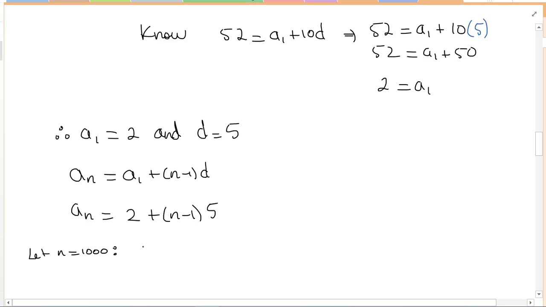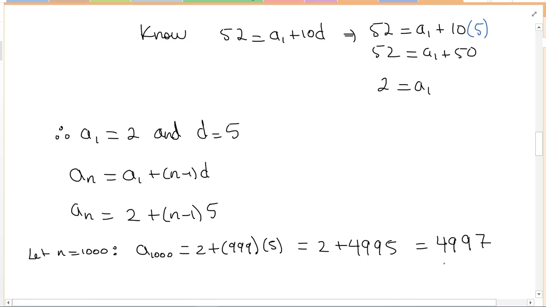So you're going to have A1000, the 1000th term, is 2 plus 1000 minus 1, so 999, times 5, which gives us 2 plus, when you do 999 times 5, you get 4,995, so that will be 4,997 will be the 1000th term. And we'll be done. So that's one way where the formula really comes in handy.